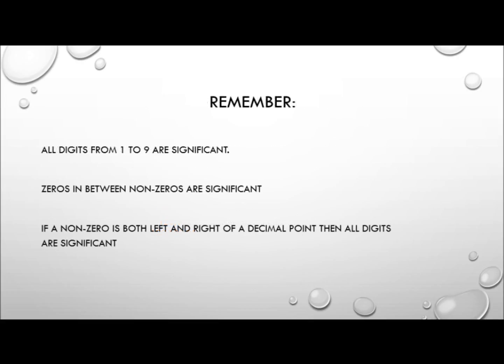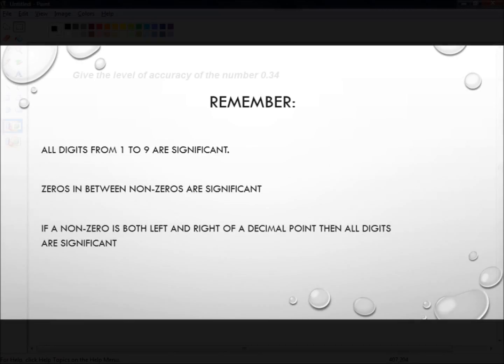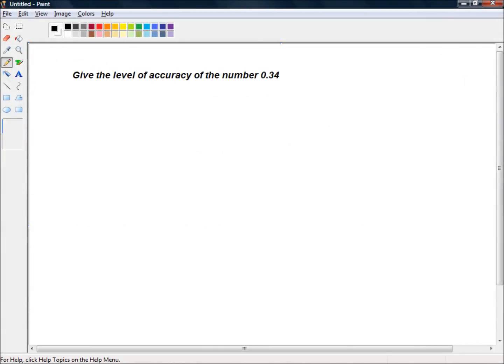Remember, all digits from 1 to 9 are significant. Zeros in between non-zeros are significant. If a non-zero is both left and right of a decimal point, then all digits are significant. Okay, well, so much for the theory. Let's have a go at putting this into practice.